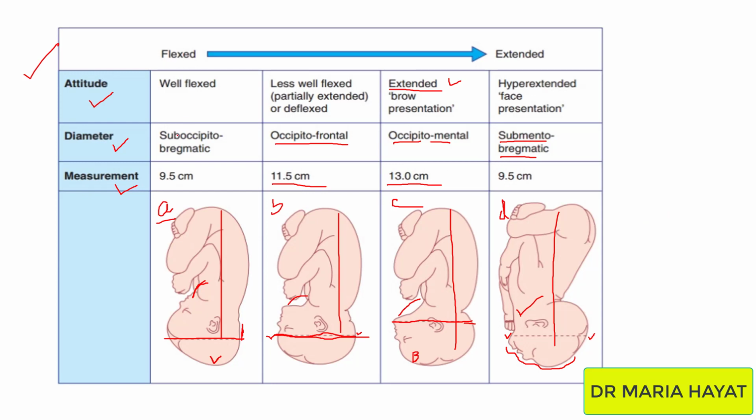You can see here that the suboccipitobregmatic is also 9.5 centimeter, and here submentobregmatic is also 9.5 centimeter. Although they have the same readings, again it is the attitude that matters. Here in the first picture A, it is well flexed. In the fourth picture, it is hyperextended, and due to this hyperextension, the labor becomes obstructed or prolonged.